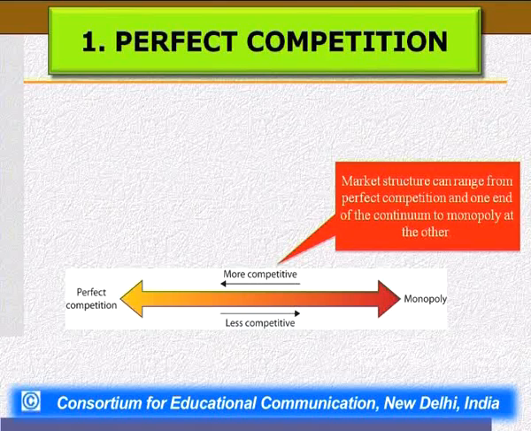So first we discuss perfect competition. Here you can see two arrows. The first arrow points to perfect competition, which shows more competitive. And the second arrow points to monopoly, which is marked less competitive, which reveals that in perfect competition there is a lot of competition. But in the form of monopoly market, there is less competition. Why? Because perfect competition has a large number of sellers, but in a monopoly there is only a single seller. There is no substitute, there is no competing firm, there is only a single seller. That's why the less competitive arrow points to monopoly and the more competitive arrow points to perfect competition.